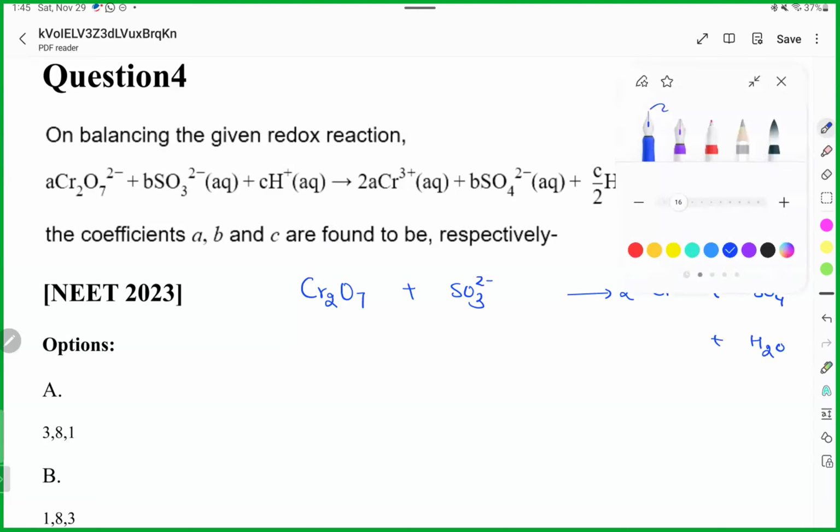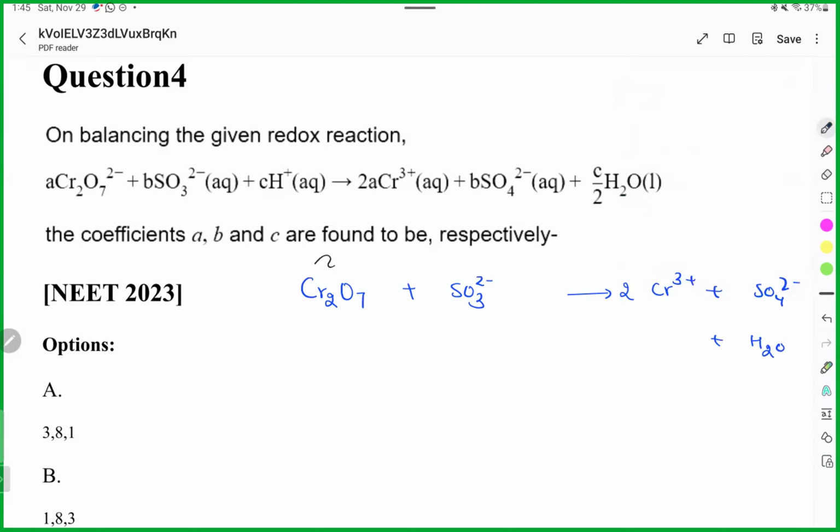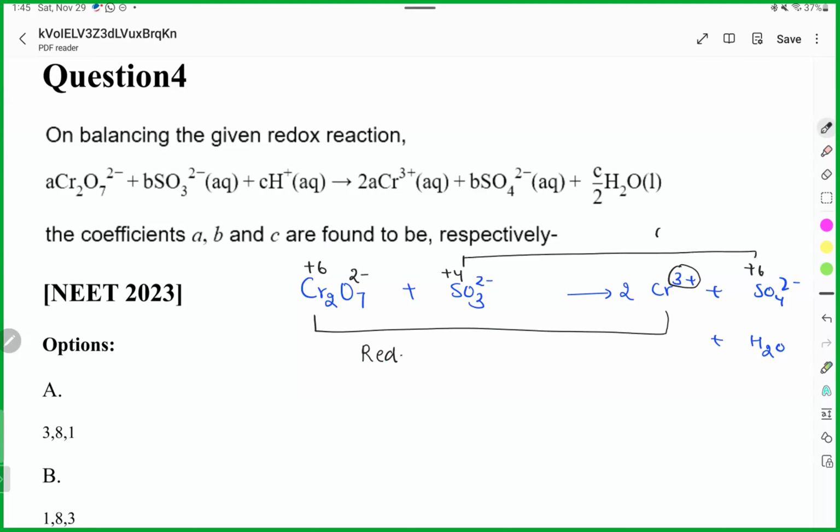First see the oxidation number of the important elements. Here this will be plus 6. 7 times 2 is 14, go to the other side, it becomes plus 14. So 12 divided by 2. Here sulfur will go from 3 to 6, minus 2, 4. Here plus 3 is already given. Here 4 to 8, minus 2, plus 6. So we can see here you have reduction and here oxidation.